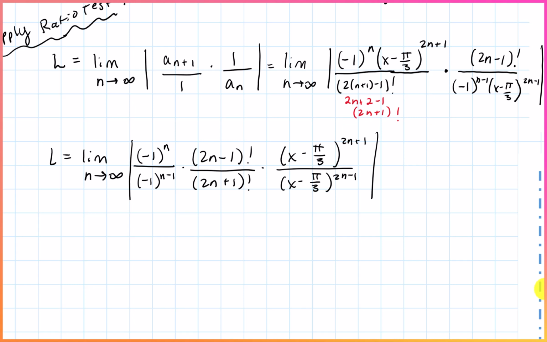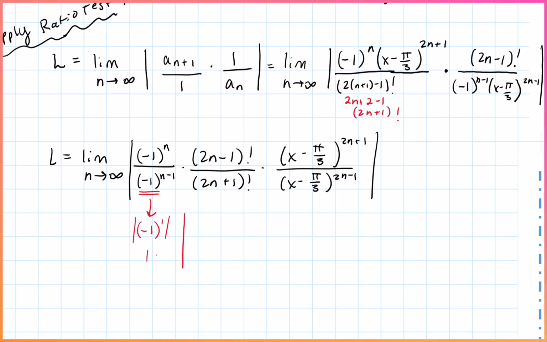Now, lots of canceling. Quick note on this first one. When I do this, I end up with negative 1 to the first power in the top, but it's in absolute value. So that becomes a positive 1, and I'm not even going to write it.